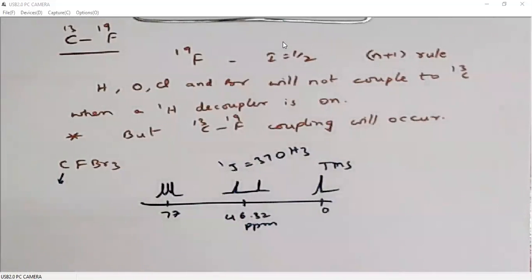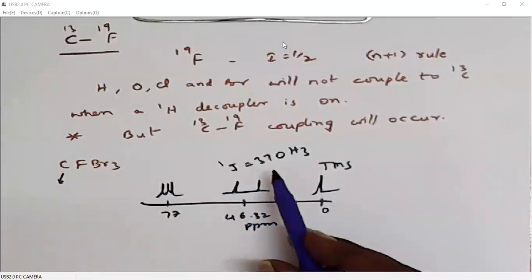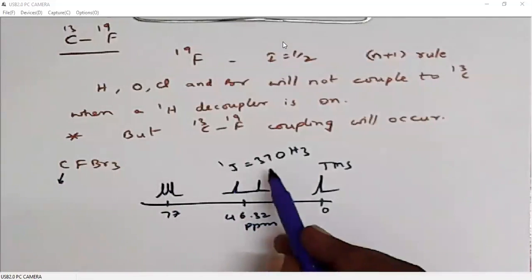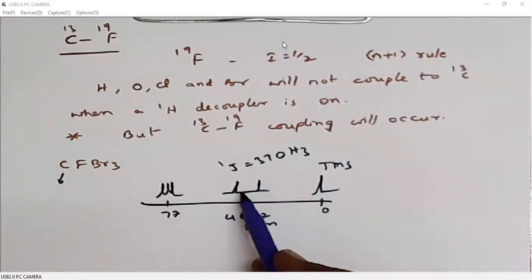So the coupling constant is very high in the case of carbon-fluorine coupling. Because it has a large coupling constant value, though it is a doublet, we see individual peaks in the doublet. Okay, it is a doublet.